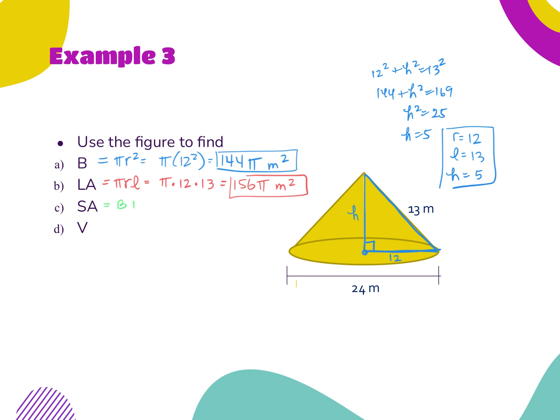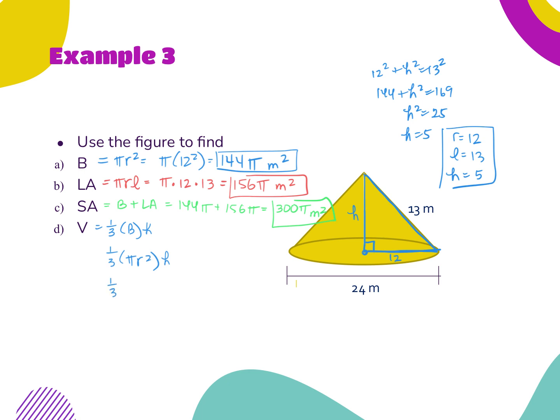I know it's the area of my base plus the lateral area, so it's 144 pi plus 156 pi, so that's going to equal 300 pi meters squared. And that's the third thing. And then the last thing is my volume, which I know is 1/3 area of the base times the height. I know the area of the base is pi r squared because it's a circle. And I've got my height.